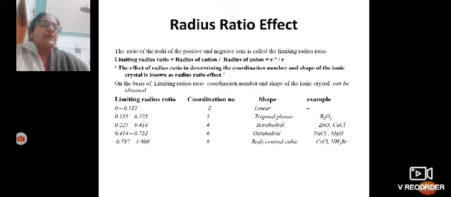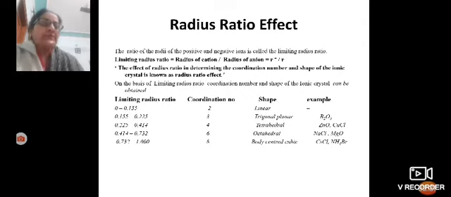obtained. If the value of the limiting radius ratio lies between 0 to 0.155, then coordination number is 2, shape is linear. And if the limiting radius ratio lies between 0.155 to 0.225, then the coordination number is 3 and the shape is trigonal planar. Example is B2O3.